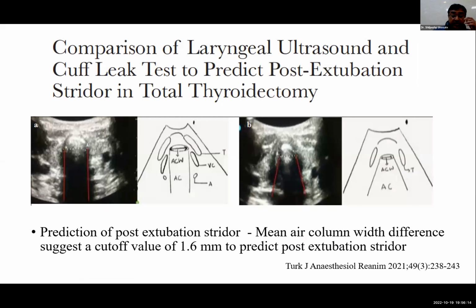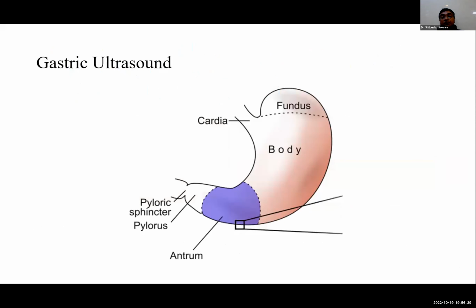The last application in terms of the airway ultrasound is to look at post-extubation stridor, and it has been suggested that the mean air column width, if it is more than 1.6, that means there is reasonable space around the tube, and the incidence of post-extubation stridor is less. So you can use this for identifying the post-extubation stridor.